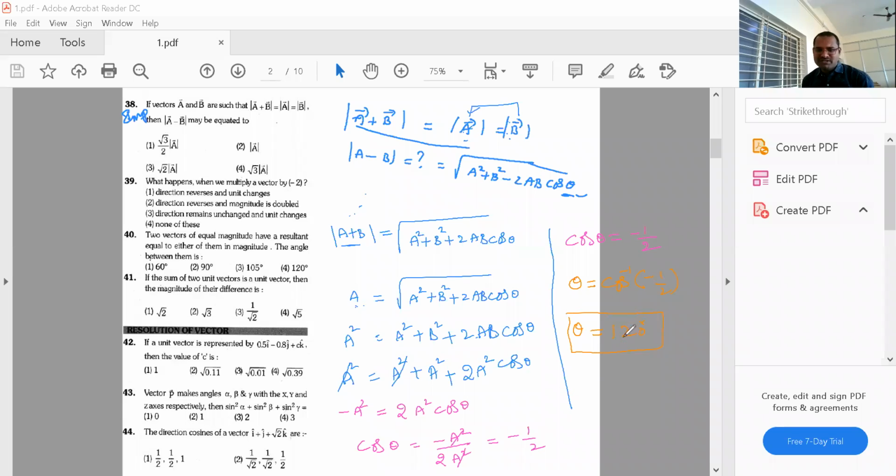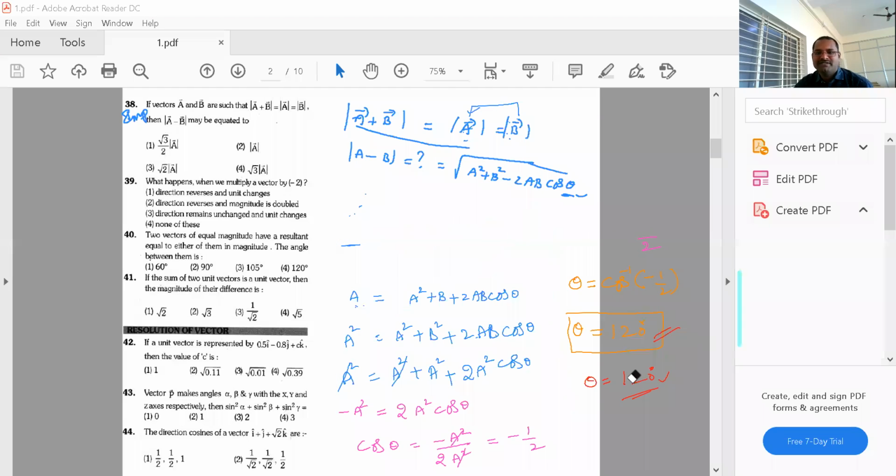Remember. Can you see this color? Cos 120 degrees is minus 1 by 2, so theta is equal to 120 degrees. At this 120 degrees, you will get minus 1 by 2. Okay? So that means I got the cos theta value now. Clear? Now what do I want? I want a minus b whole square. Sorry, a minus b modulus I want. I'll do that. A minus b modulus I want now.